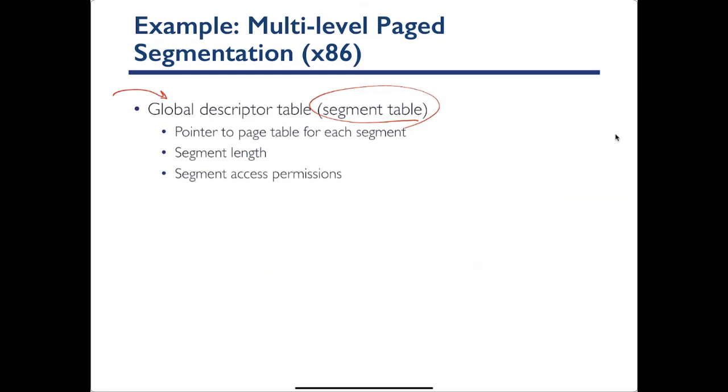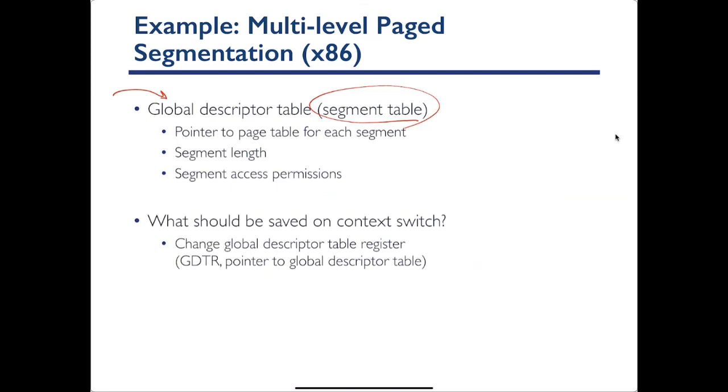So in x86, each segment has its own permissions. As I said, for example, for your code, you can give your entire code read and execute permission. Now, whenever you do context switching, you just need to save this global descriptor table register. So there is a single register that points to this global descriptor table. This guy is in memory, and now you have a register that points to it. So you save it.